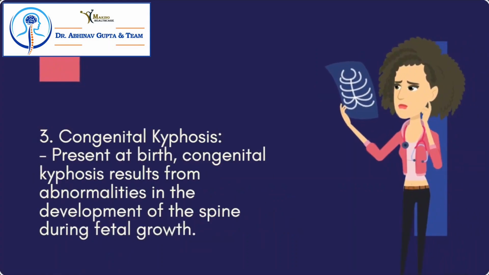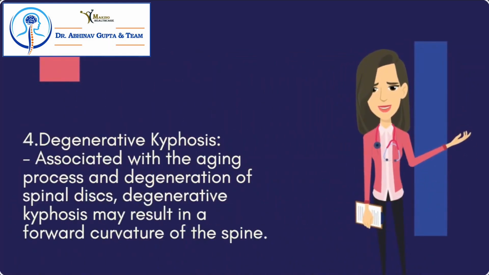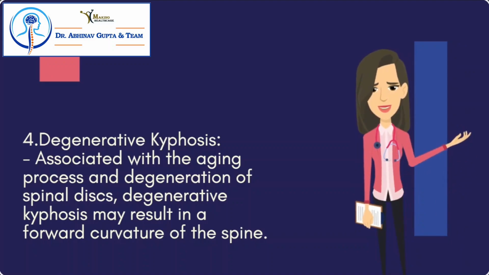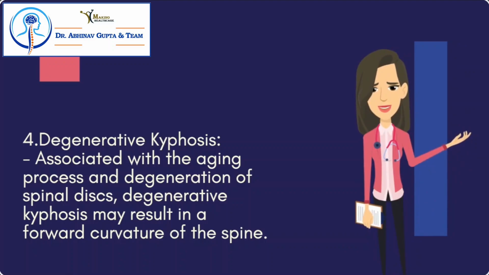3. Congenital kyphosis. Present at birth, congenital kyphosis results from abnormalities in the development of the spine during fetal growth. 4. Degenerative kyphosis. Associated with the aging process and degeneration of spinal discs, degenerative kyphosis may result in a forward curvature of the spine.